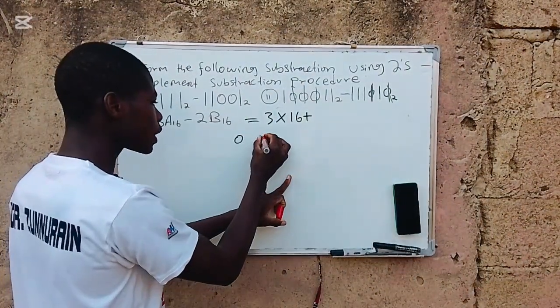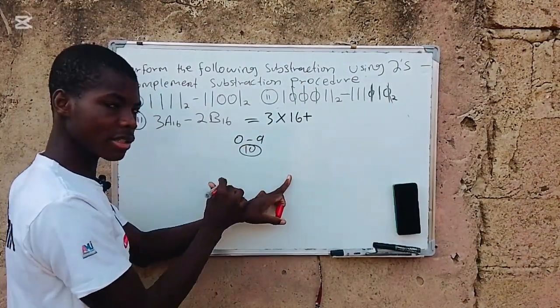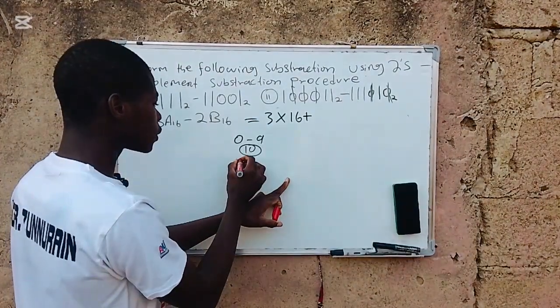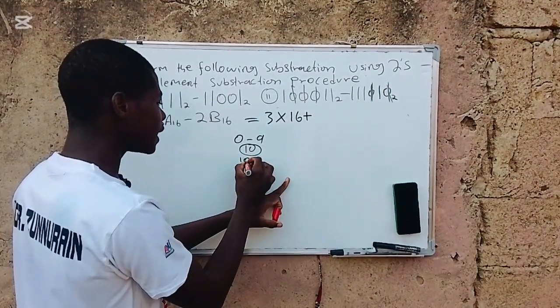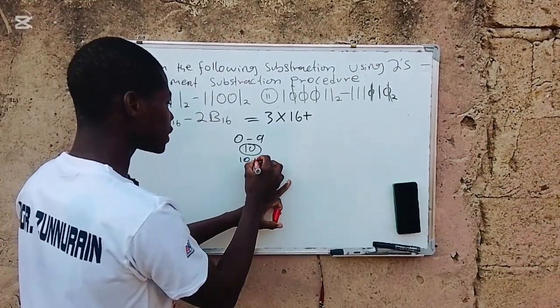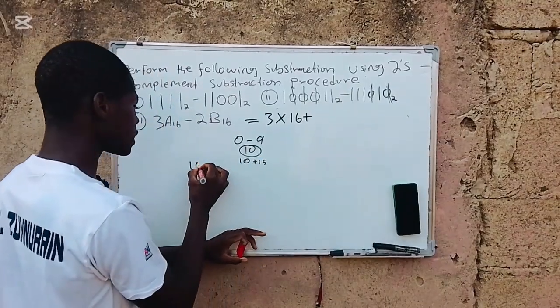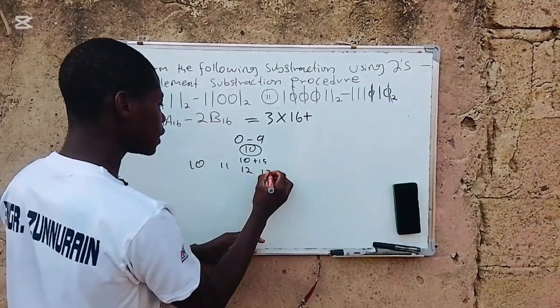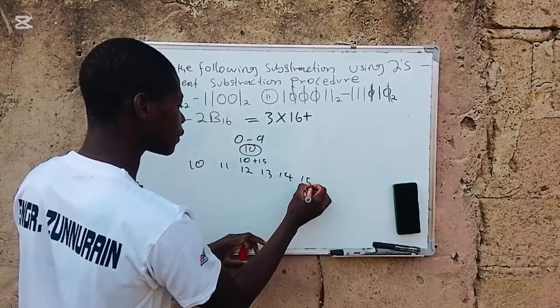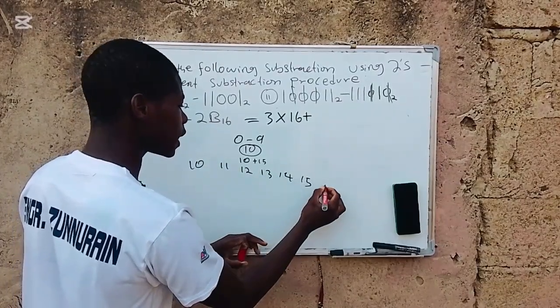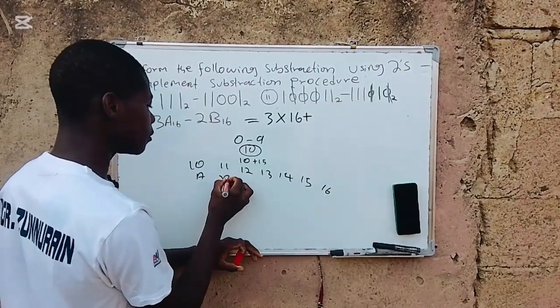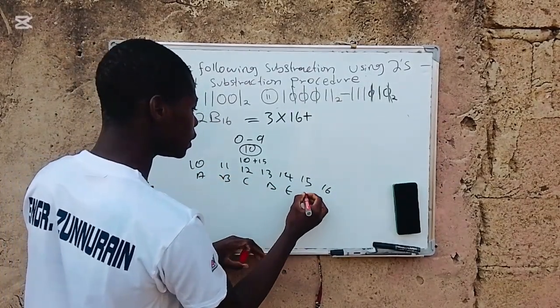From 0 to 9 are 10 digits. And from 10 to 15: this is 10, this is 11, this is 12, this is 13, this is 14, and this is 15. Then 1, 2, 3, 4, 5, 6, and this is 16. A, B, C, D, E, and F.